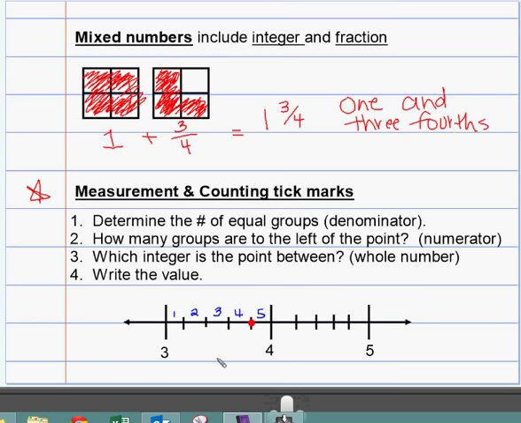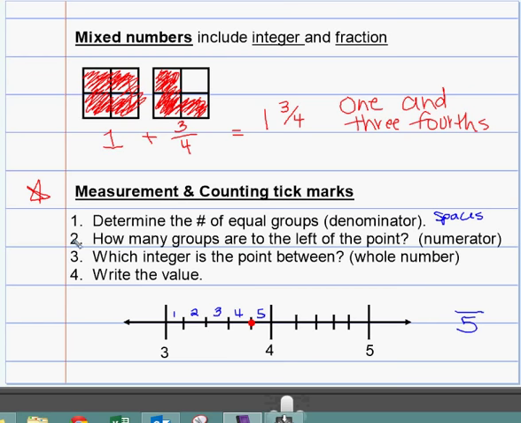Now this is not your typical inch ruler or anything. It's just a number line that has been split into 5 equal groups. Notice if you count the tick marks, 1, 2, 3, 4, there are only 4 tick marks. So the number of equal groups is really the spaces. So it's 1, 2, 3, 4, 5. Okay, so I'm going to write this over here, we know that our denominator is 5.